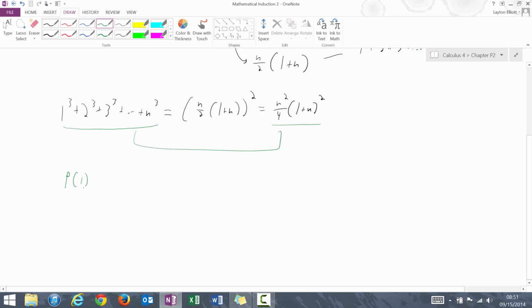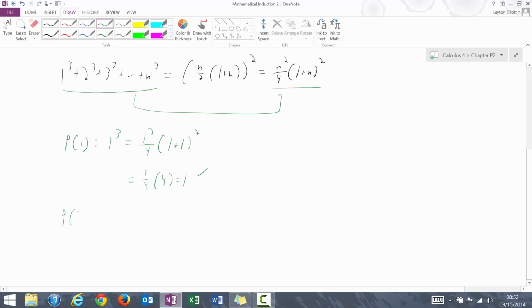So I'm going to show P of 1, the first case, which is that 1 cubed equals 1 squared over 4 times (1 plus 1) squared. And that's equal to 1/4 times 4, which is equal to 1. So that works.